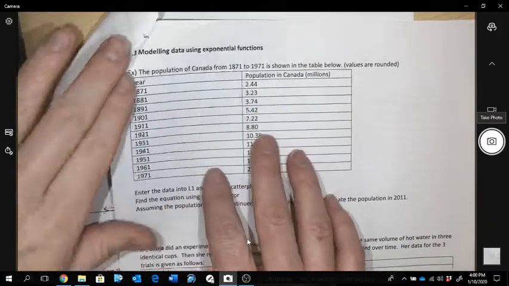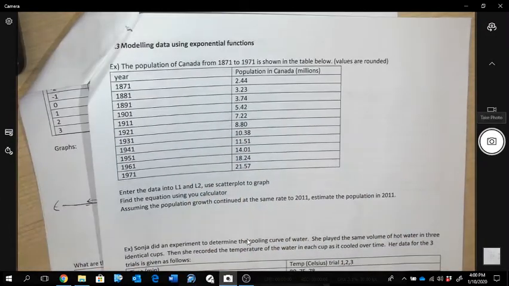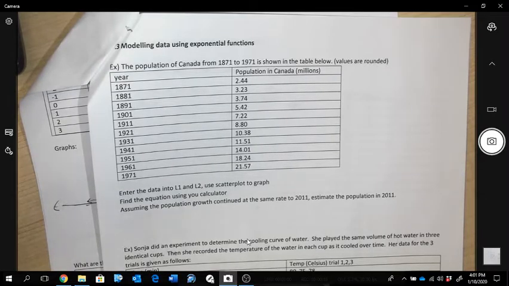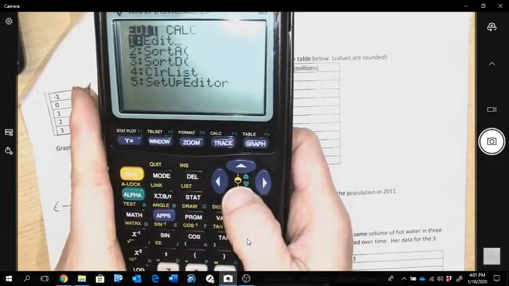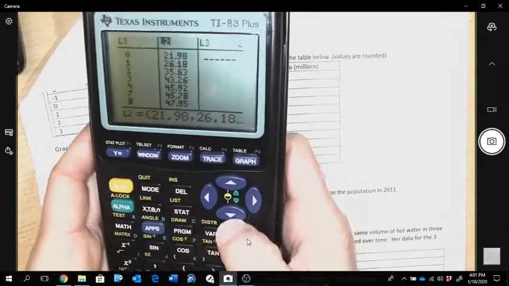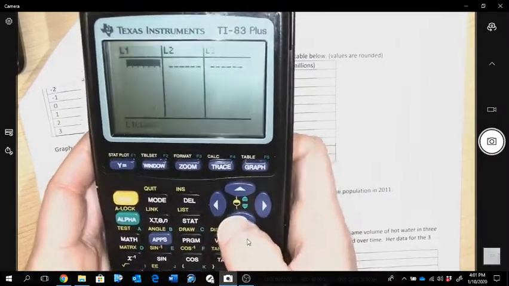All right, 7.3, modeling data using exponential functions. Okay, so we have a chart and we're going to put it into our calculator. Do you remember how to do this? We go to Stat, Edit, and then we have our list. So I'm going to clear down, go up, clear down.